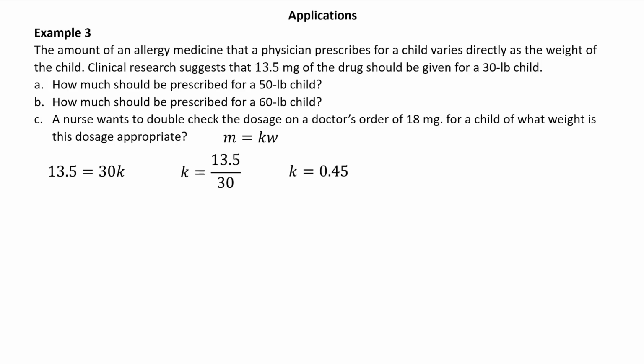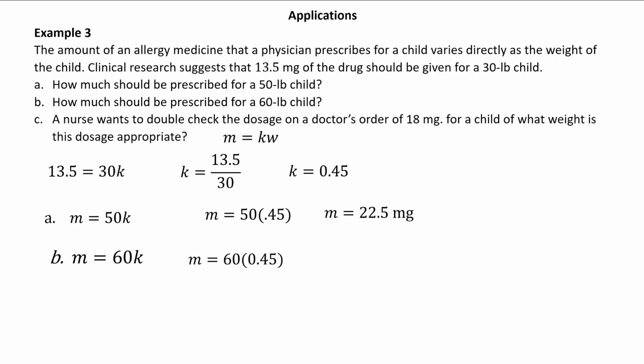And so now we're going to use that information to figure out how much we would give to a 50-pound child. So we just say the amount is equal to 50K this time. So K is 0.45, so the amount is 22.5 milligrams. And then for part B, we want to know how much you would give a 60-pound child.